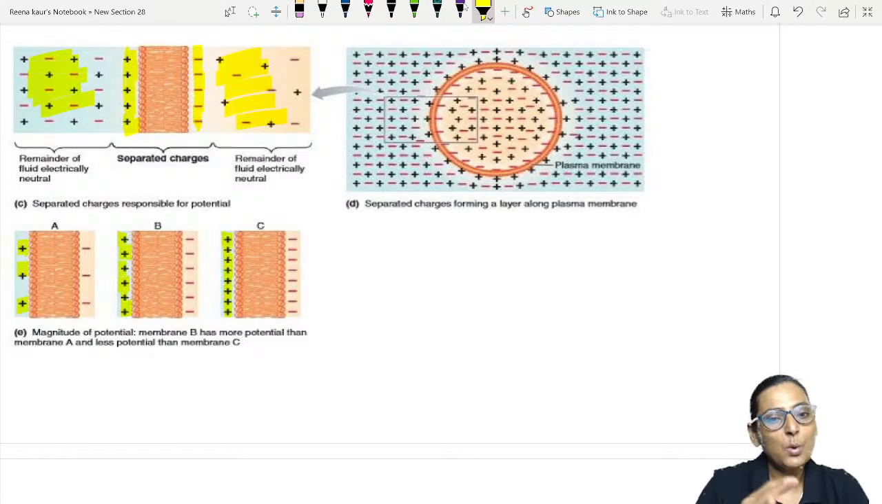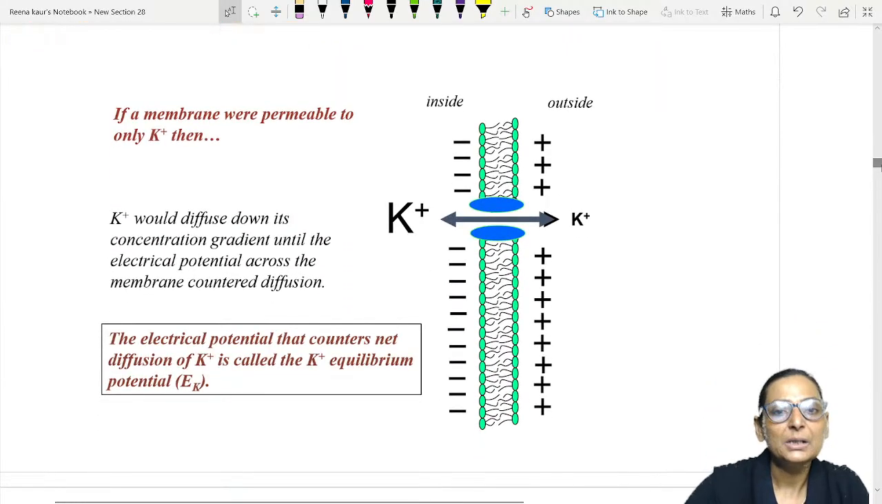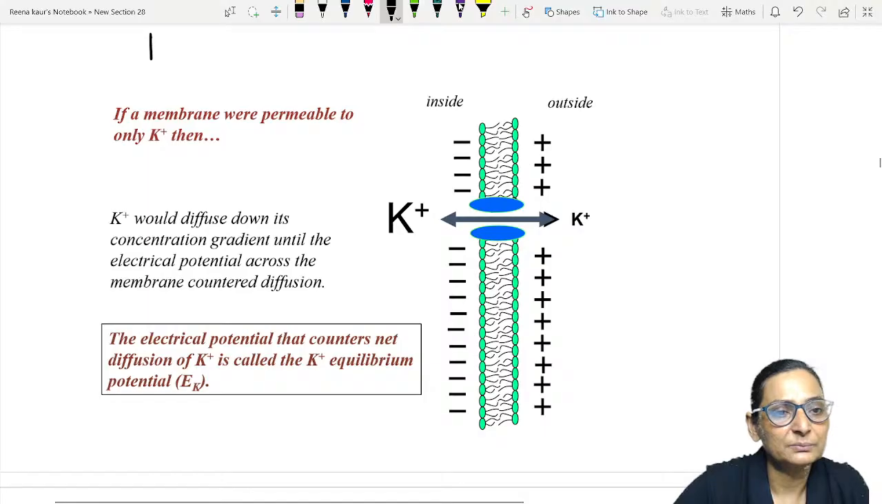So understand what RMP is: the potential difference which exists, with negativity inside. It is always negative because of the non-diffusible anions, that is proteins, which will never move out. The magnitude of the RMP will depend upon the total number of unbalanced ions, because the balanced ones are quite settled in the solution. The unbalanced ones are going to be aligned across the cell membrane, right? So you must remember that the more unbalanced ions there are, the greater the magnitude of the RMP will be.